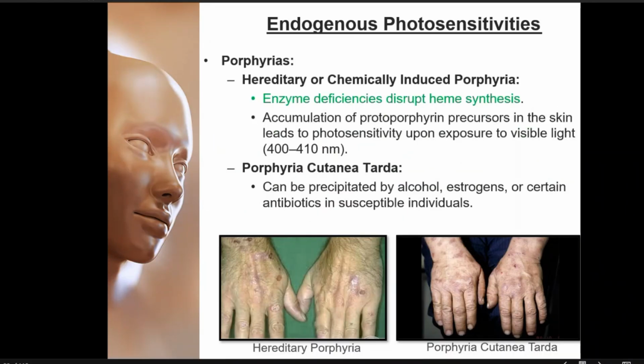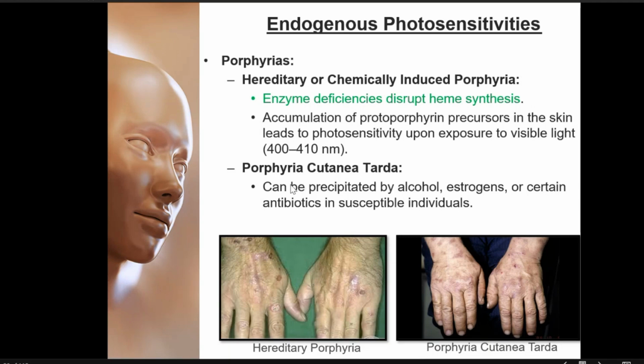The third disease is porphyria. It is a hereditary or chemically induced porphyria. Enzyme deficiency disturbs heme synthesis. Accumulation of the protoporphyrin precursor in the skin leads to photosensitivity upon exposure to visible light of 400 to 410 nanometer wavelength.